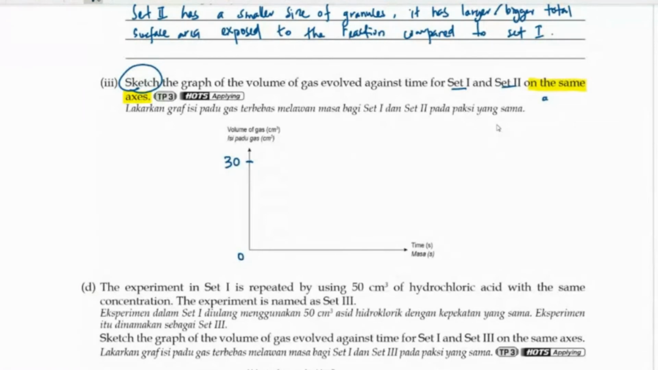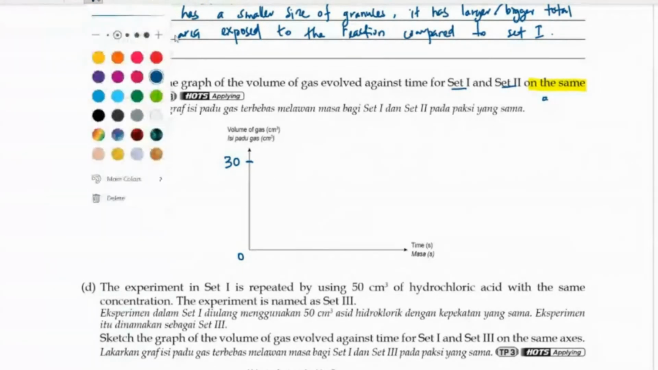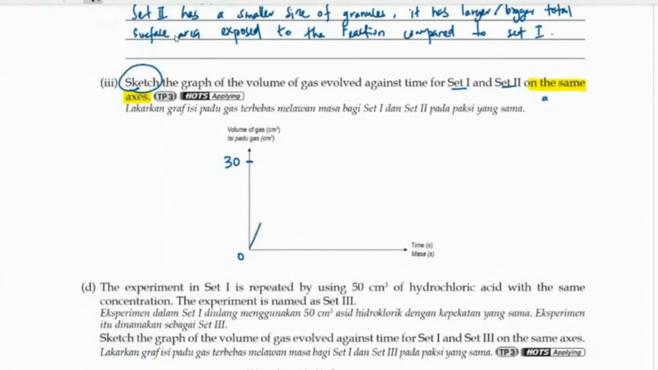Both set 2 and set 1 will have the same volume, right? So I use two different colors. Let's say this is set 1. Set 1 keeps releasing gas until 30, then finishes. Here it must be a curve. Why don't I label here? Because later set 2 will also end here, so we label here, easier.